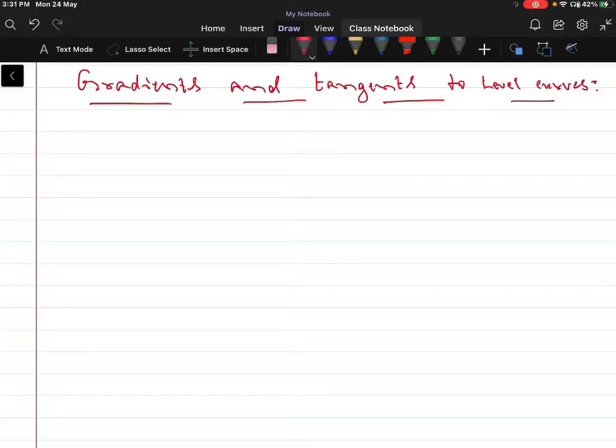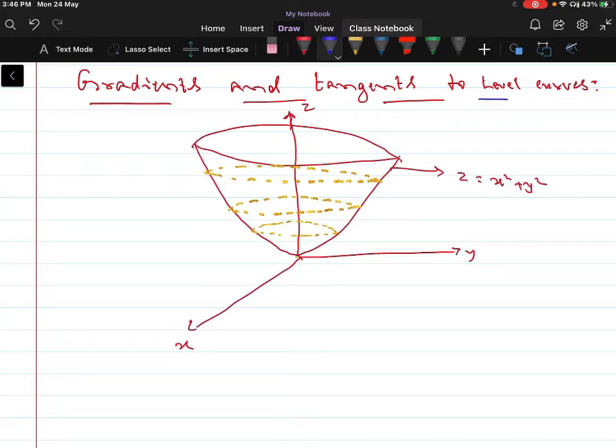In this lecture, I'm going to discuss gradients and tangents to the level curves. Let me define the level curves of a function of two variables.